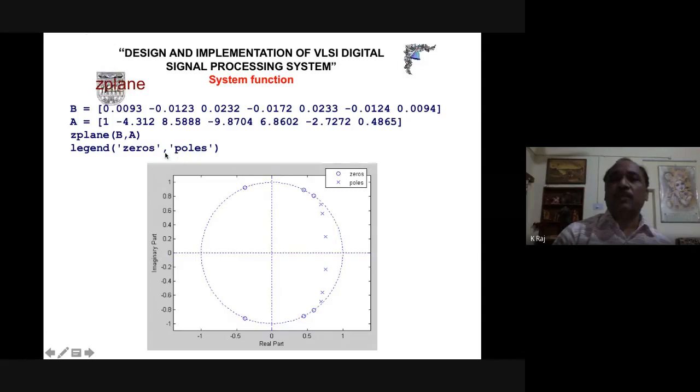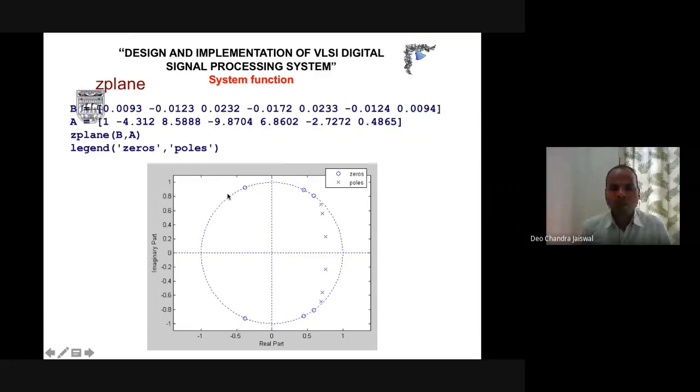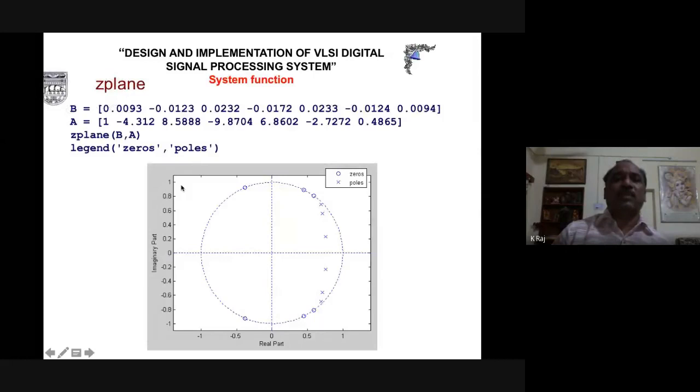Since there is no specifier, we have just used here the zeros and the poles, so we have here the blue color. Similarly, we can use the line specifiers for the color and other purposes also.